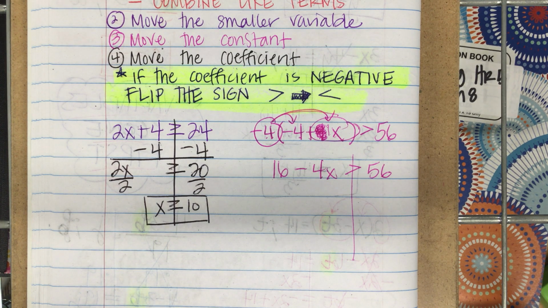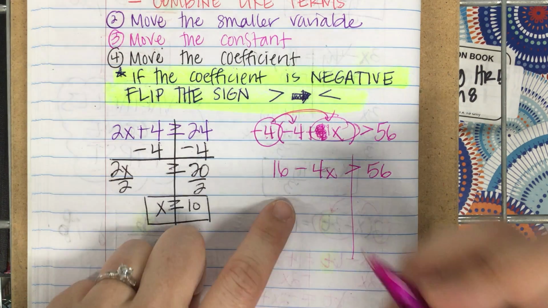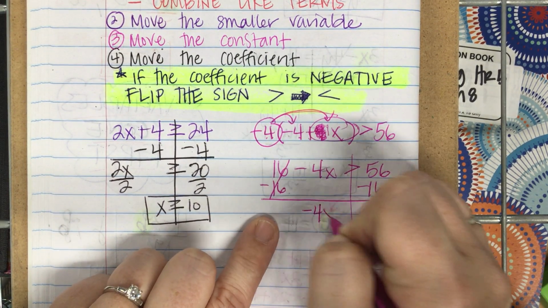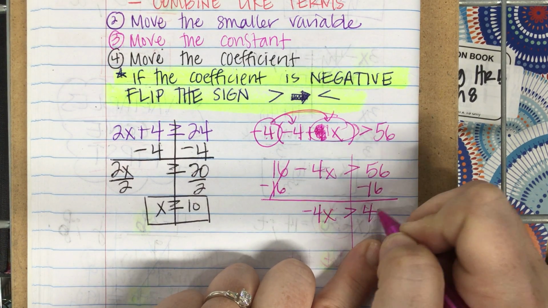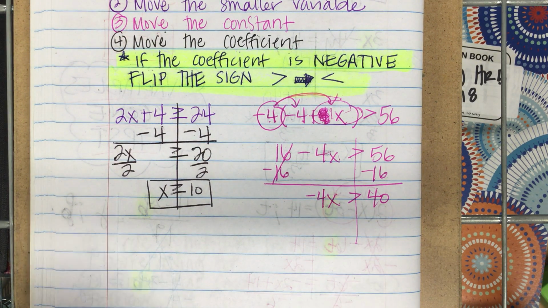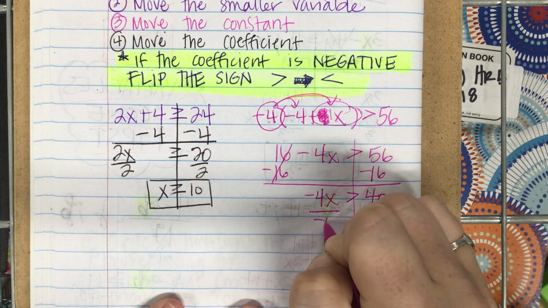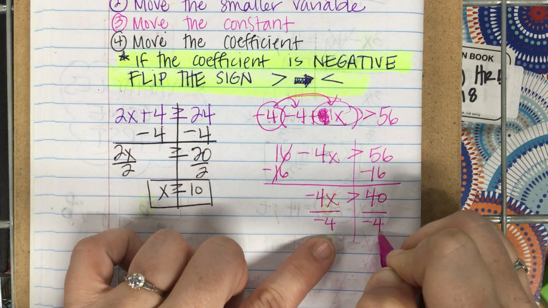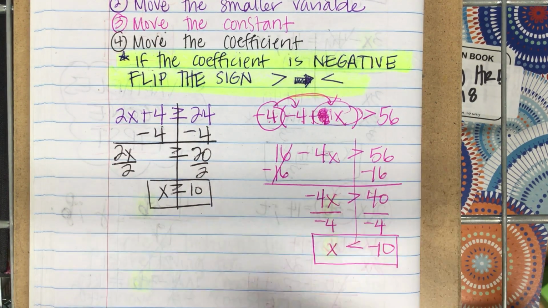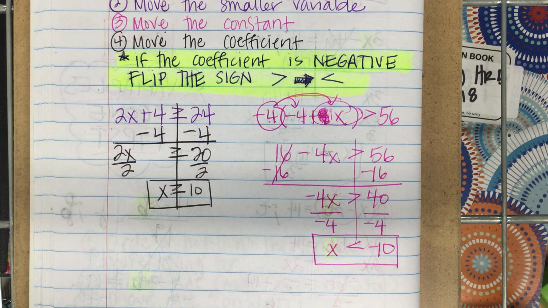No, not really. Do I need to move a constant? Is there a lonely, sad little number? Yes. What is it? 16. So I'm going to move it by doing the inverse, minus 16. Negative 4x is greater than 40. Do I need to move a coefficient? I'm going to divide by negative 4, meaning it's a negative value, so I have to flip it around. x is less than negative 10.